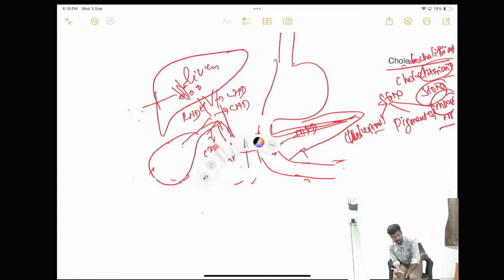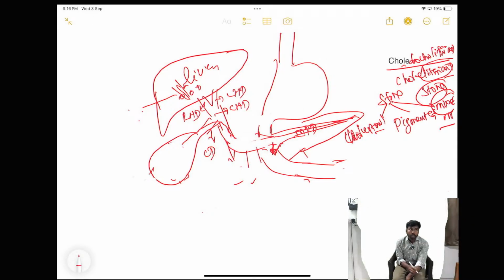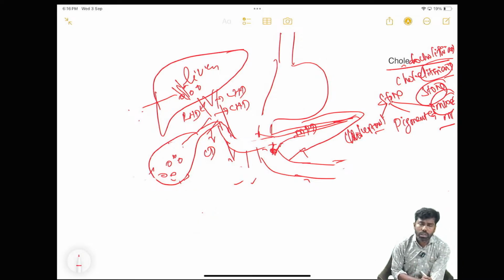The most common stones are mixed stones. In the gallbladder, the most common stones are mixed stones, not cholesterol stones. If they ask for the most common stones in the gallbladder, it is also mixed stones, because there are three types of stones: cholesterol stones, pigmented stones, and mixed stones. So the most common will be mixed stones.